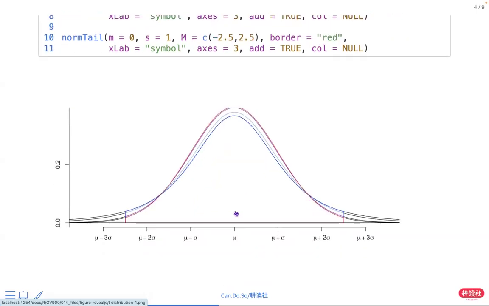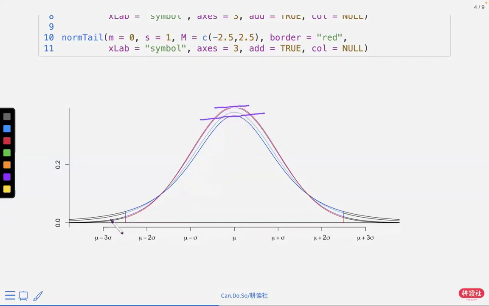So you see the t-distribution has a lower peak than the normal distribution, and the heavier tail is higher than the normal distribution. The normal distribution goes like this, and the t-distribution in the tail is higher, or heavier, and at the peak is lower than the normal distribution.